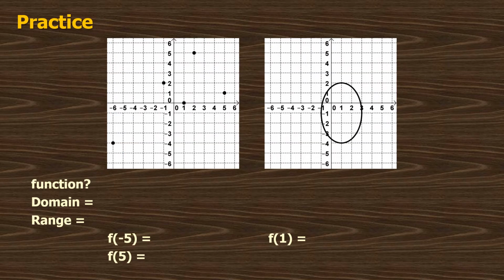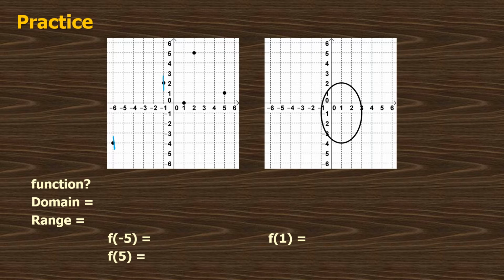Now it's time to analyze some relational graphs. We'll begin with the first one on the left, which consists of just 5 ordered pairs. I need to emphasize, those 5 ordered pairs are not connected by line segments or curves. Therefore, there are no points in between. And I can still, however, test to see if it's a function.